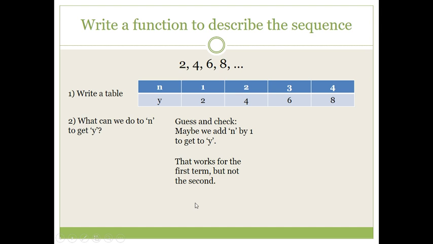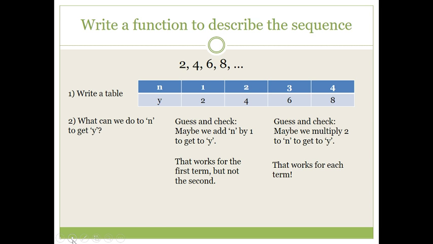If neither of those two things worked, then I would be looking for a combination. I'd be looking for maybe there's something I can multiply by and then add or subtract. In this case, I'm going to guess first that maybe we add 1, right? Because look, 1 plus 1 would give me 2 in the first term. So then I have to check the second one, and I see that 2 plus 1 is 3, not 4. So I know it's not just adding 1 to n.